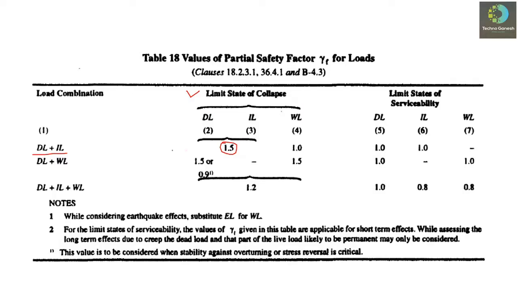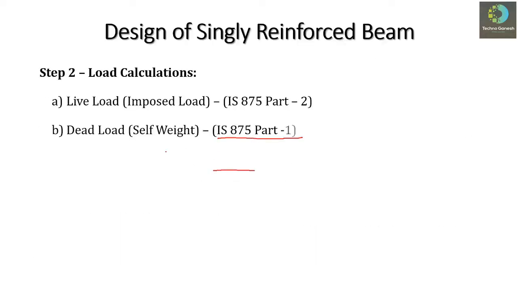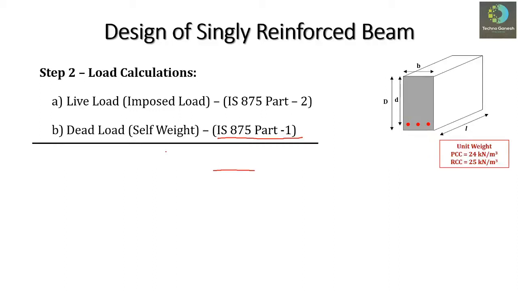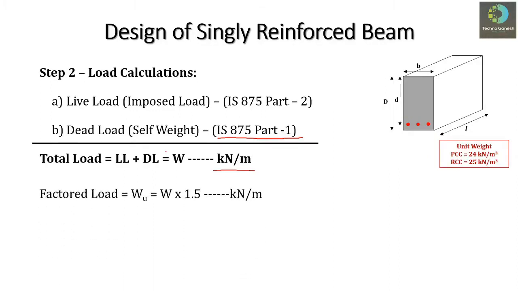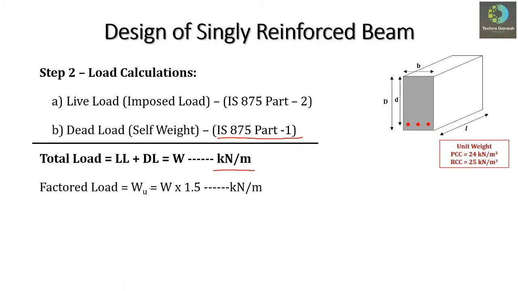So we have to apply this partial safety factor to get the factored load. So for obtaining this factored load WU, we have to multiply the W with factor of safety for loads, which is 1.5 as per the table. This factored load is sometimes also referred as ultimate load, or it is also referred as design load.